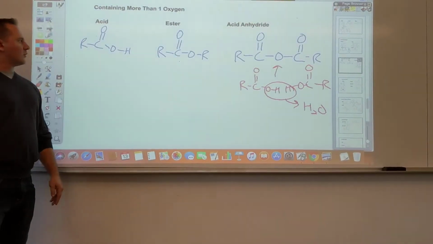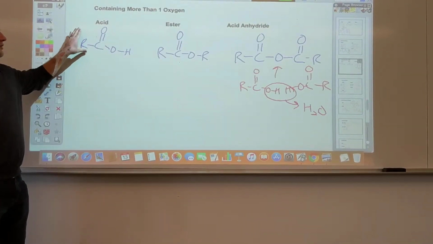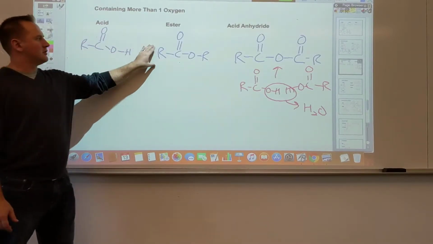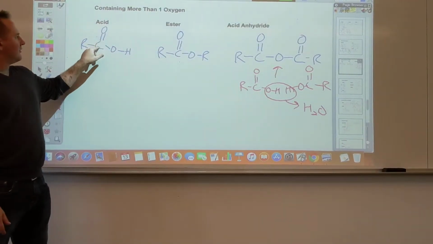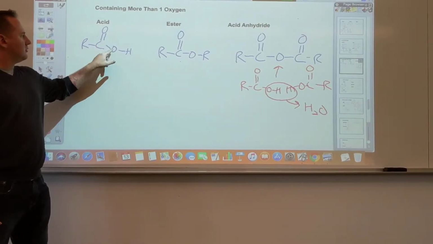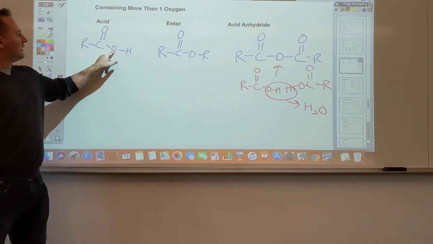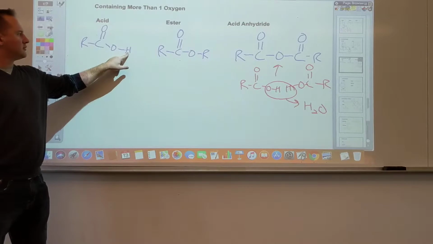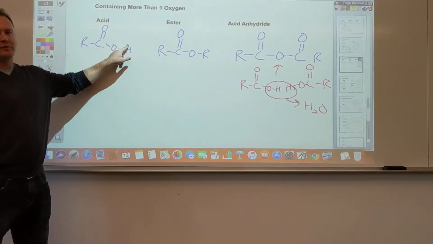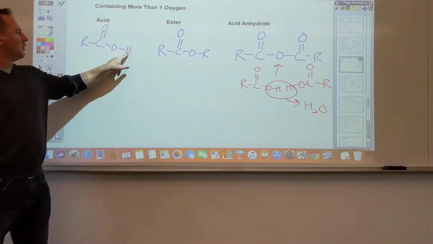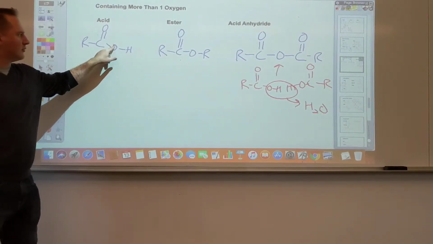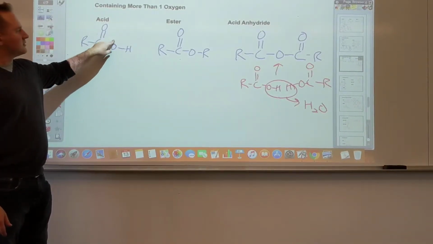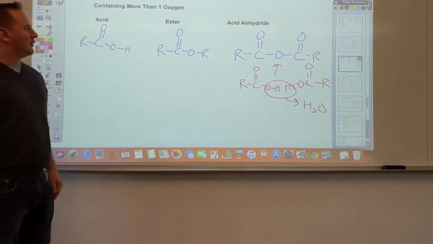Alright, so if you have more than one oxygen present, then you're talking about an acid, an ester, or an acid anhydride. So an acid, you have a carbon double bond to the O and a single bond to an O, and then that oxygen is bonded to a hydrogen. And this is the acid molecule, or the acid component of the molecule, where this hydrogen can be donated as the oxygen can pull the electrons away from it. This would end up being partially negatively charged, or completely negatively charged, and that would be positive.